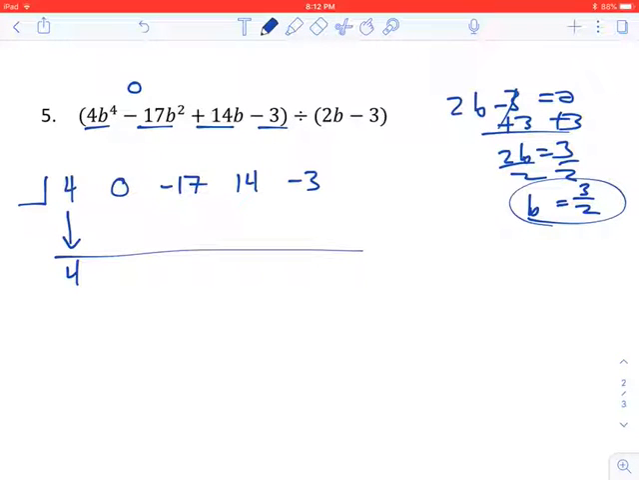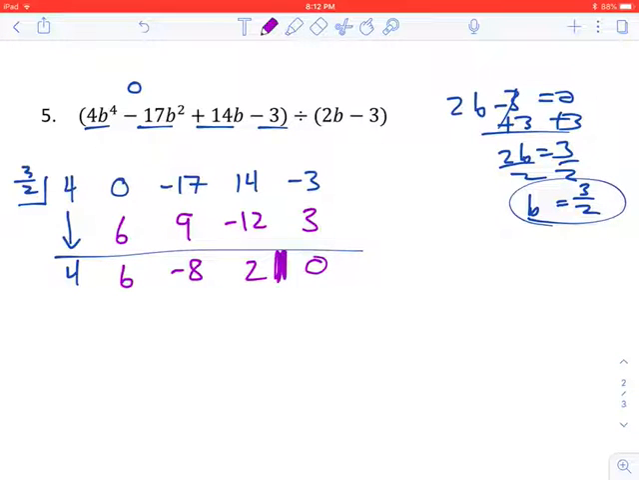Bring down the leading coefficient. Just this time we have a fraction to deal with. So 4 times 3 over 2. That's going to end up being 6. Add down, that's 6. 6 times 3 over 2, that's going to end up being 9. Add down, that's -8. -8 times 3 over 2, that's going to end up being -12. Add down, that's 2. And then 2 times 3 over 2 ends up being 3, which just so happens to cancel to 0.